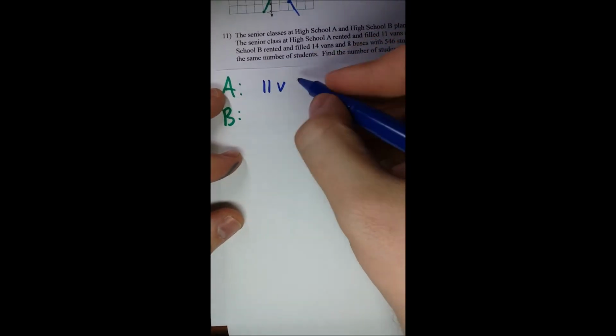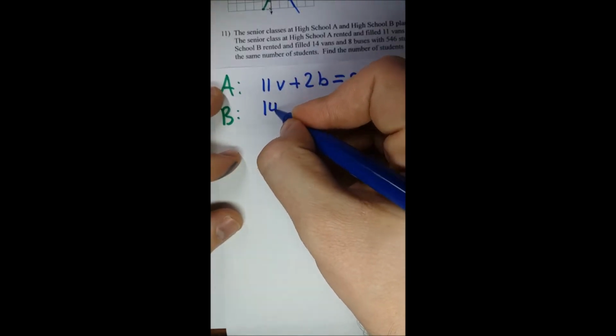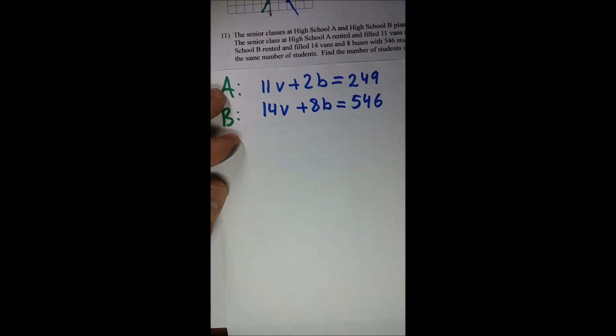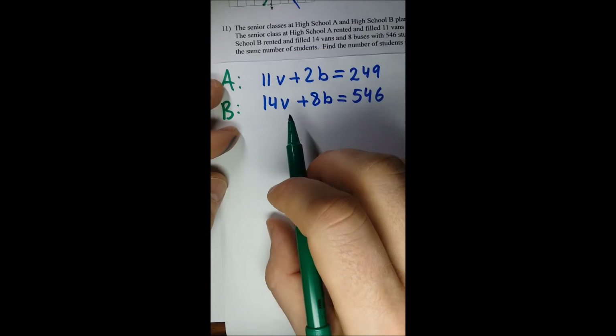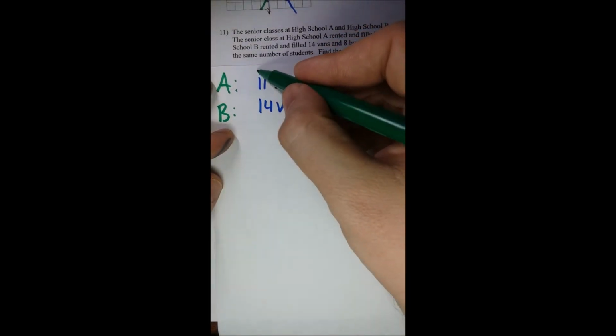For question number 11, we got two high schools, High School A and High School B. They're doing their trips. So High School A randomly filled 11 vans and 2 buses, and they fit 249 students. Okay. High School B rented and filled 14 vans plus 8 buses with 546 students. And what we're gonna do is we gotta find out how many people can each bus hold. Multiple ways we could do this one, but we're just gonna do one sure way.